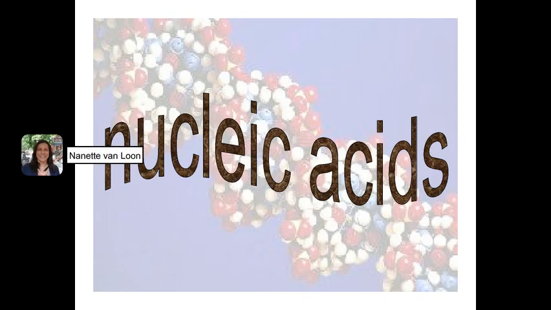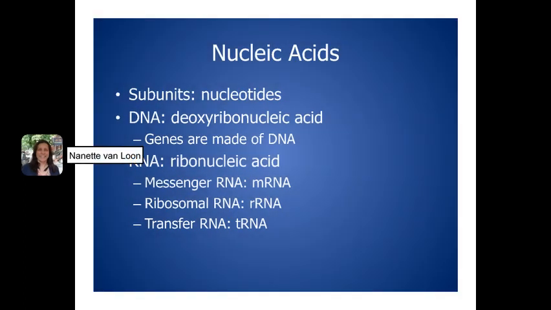The final category of macromolecules that we discuss in Chapter 5 is that of the nucleic acids. In general, nucleic acids have subunits that are called nucleotides. And there are two major classes of nucleic acids. They are DNA, deoxyribonucleic acid, and RNA, ribonucleic acid.